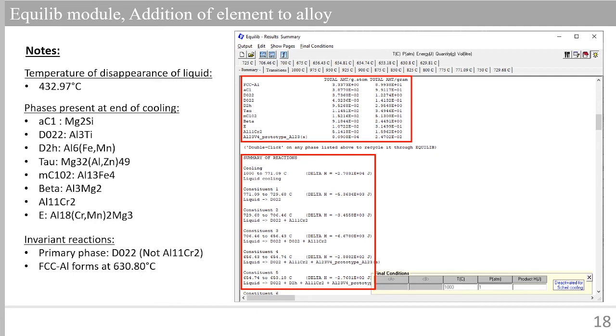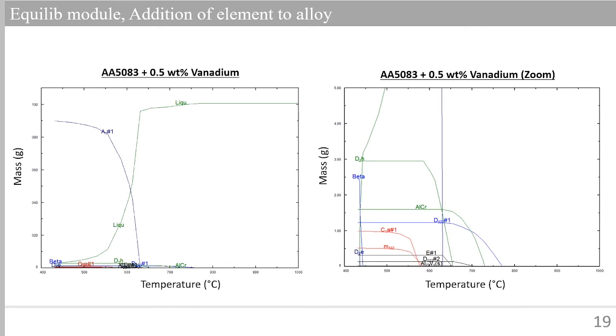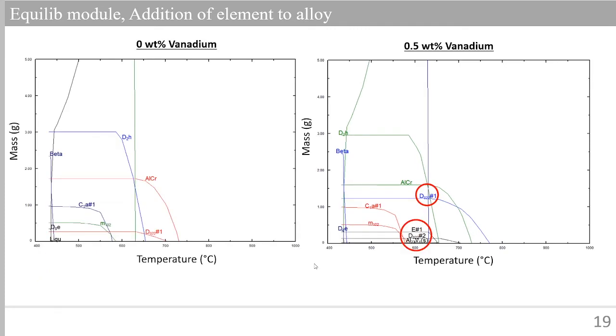pure alloy. And in the invariant reactions, the primary phase has changed to the D022 phase, not the Al11Cr2 phase, which we'll see why is that later on. But the FCC phase still forms at the same temperature. So running a plot with the results that we have, we can see just the number of phases that have been added just by increasing the vanadium content.